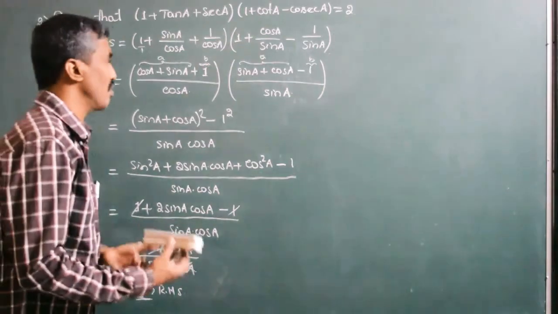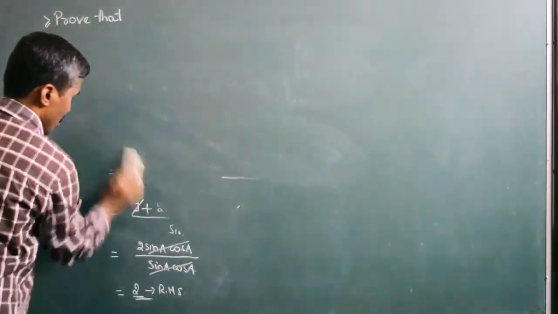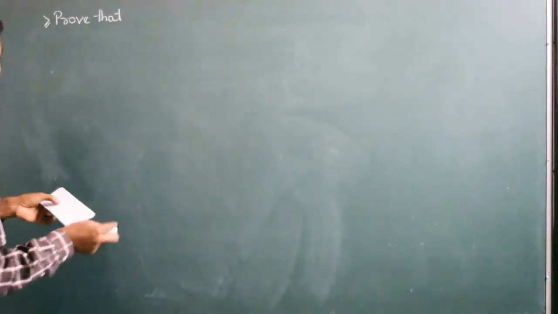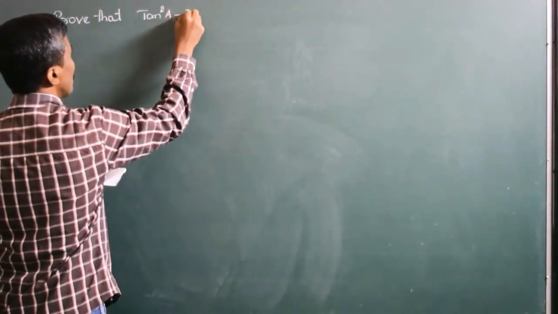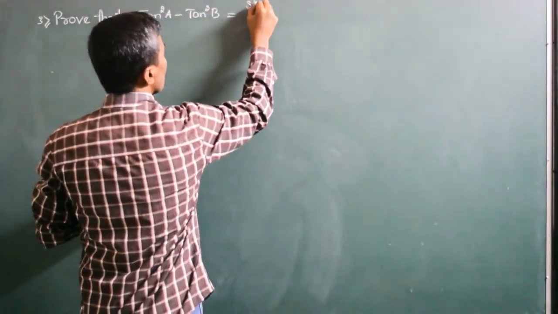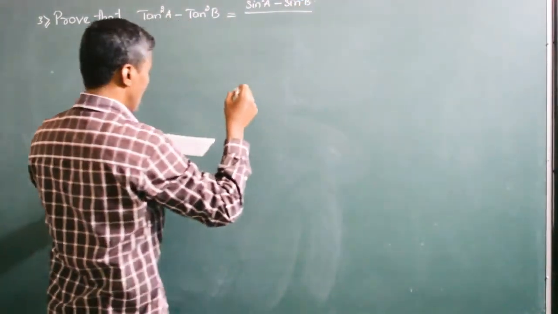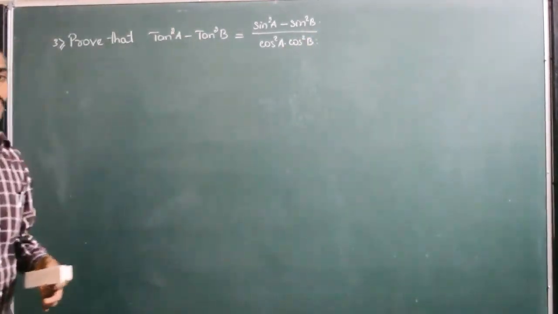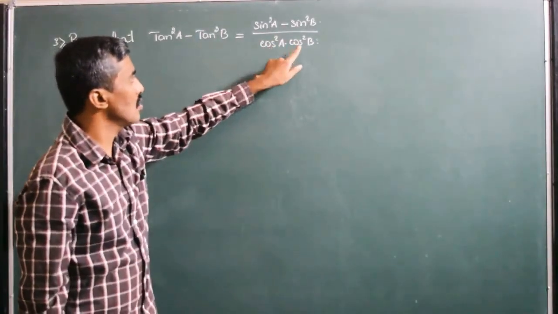Now I'll move on to the third problem. The third problem is, prove that tan square A minus tan square B is equal to (sin square A minus sin square B) whole divided by cos square A into cos square B. If you observe the denominator of the right hand side, the denominator is cos square A into cos square B.